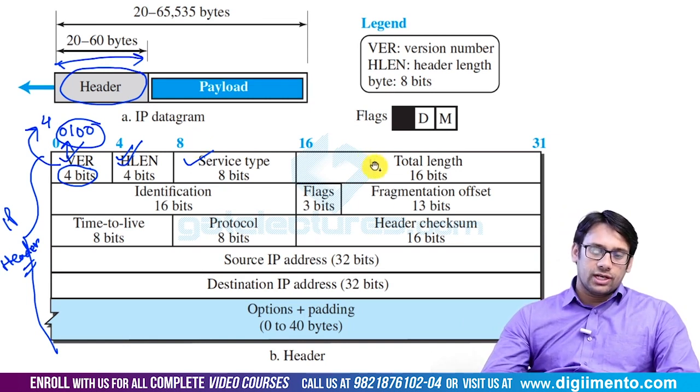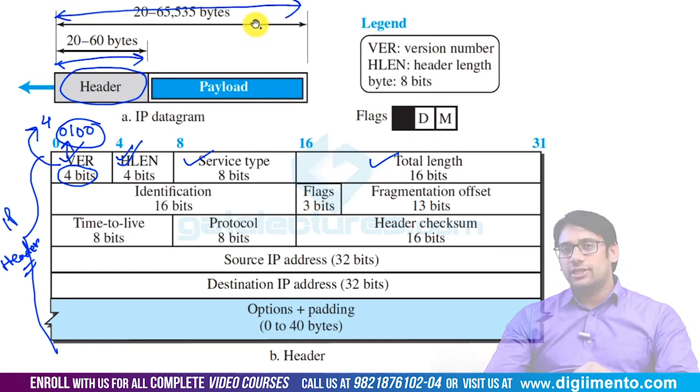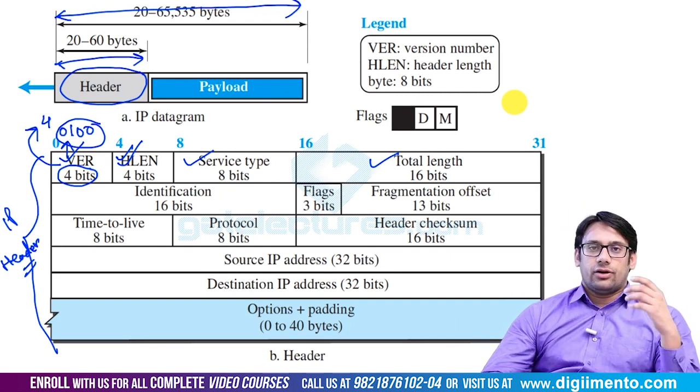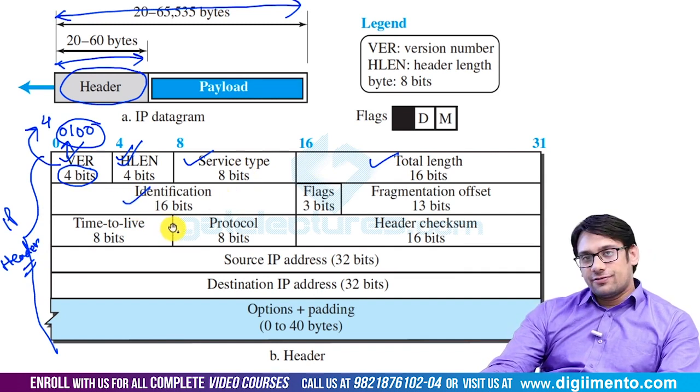And then we have the total length field. Actually, this total length field is going to store the total length of this complete datagram, including the header. Now, this total length field contains the total length of this IP datagram. Then we have the identification field.